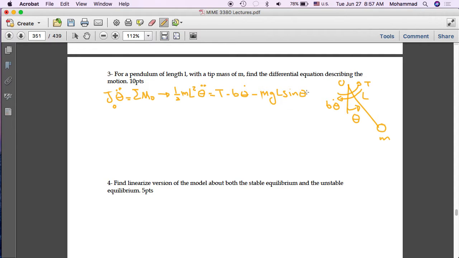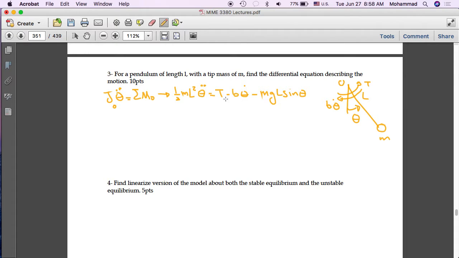So the base equation is Newton's second law in the rotational form. Second moment of inertia about point O times angular acceleration of the mass, which is theta double dot, is equal to sum of all the moments about the same point. So what moments are there? So you have the externally applied moment. This is what causes the link to move.